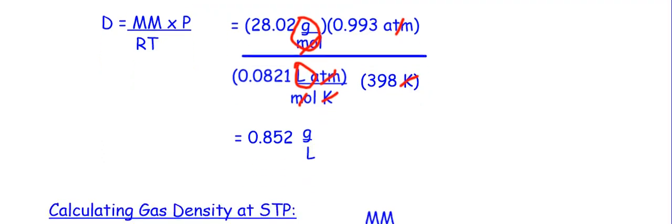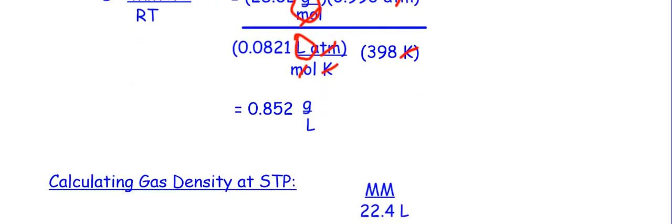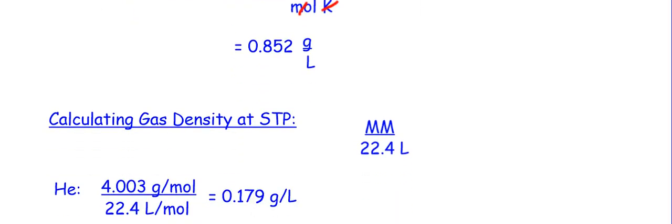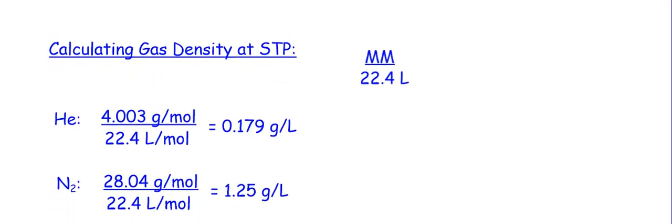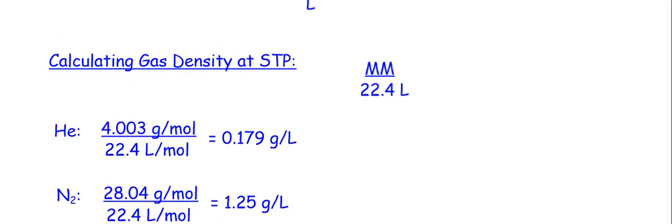Okay. Now, if you have some room or get another piece of paper, let's calculate some gas densities while it's at STP. And that's your molar mass divided by your volume. Well, what's the volume at STP of 1 mole of gas? It's 22.4. So look how easy this is. What is the density of helium at STP? Well, it's its molar mass divided by 22.4, which is 0.179 grams per liter. I chose nitrogen as another one. 28.04 divided by 22.4 is 1.25 grams per liter.